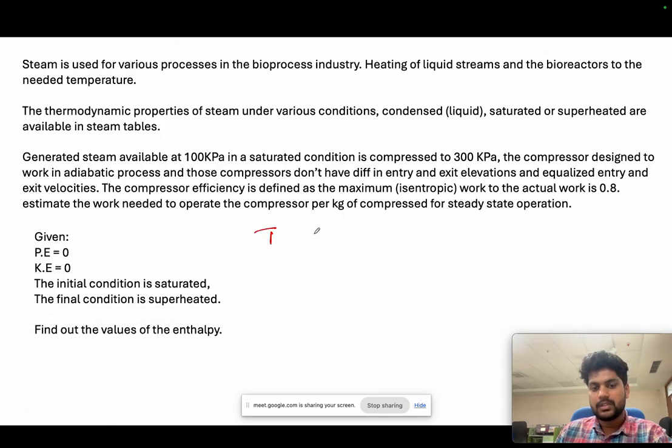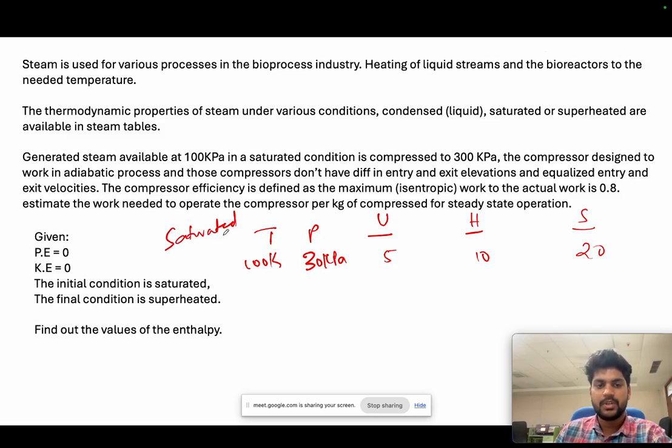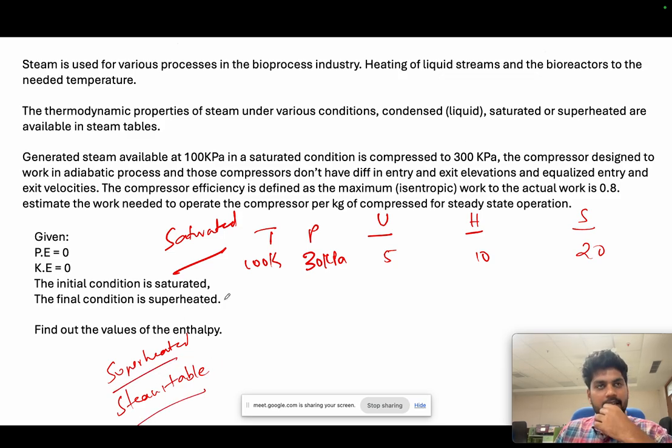Suppose there is a T, P, and there is internal energy. I think this is the format which they have. So this is values at 100 Kelvin, example I am giving. This is 30 kilopascal, and there is one value, say 5, example 10, 20. So this is how it looks, right? Saturated and superheated. This is the saturated steam table, and there is a superheated steam table. Have you seen these two steam table formats? I think appendix C, sir.